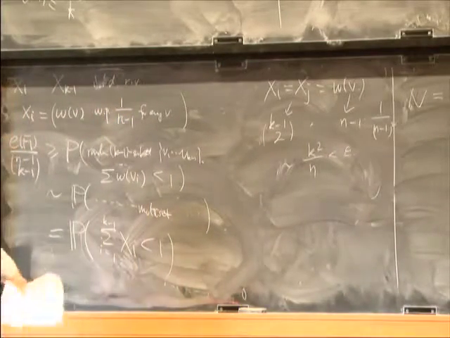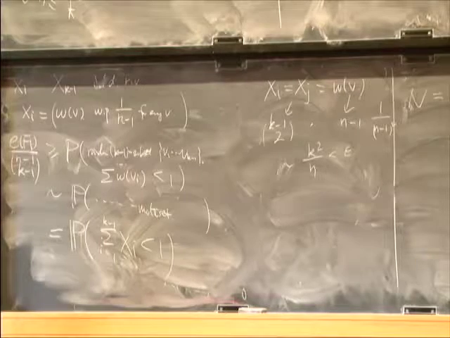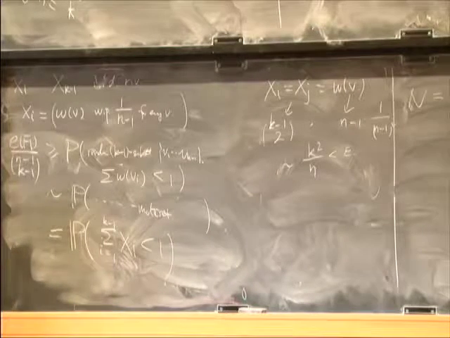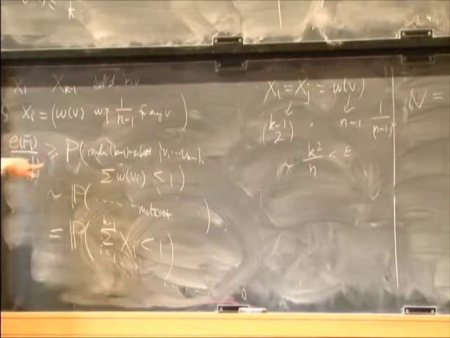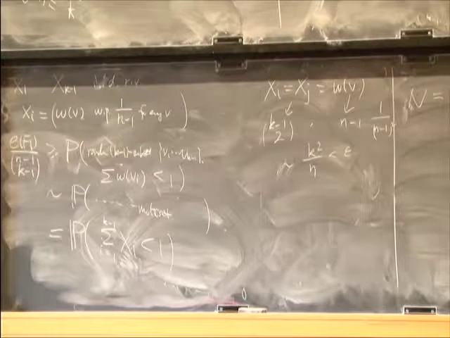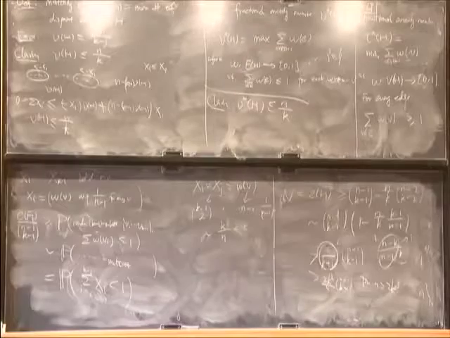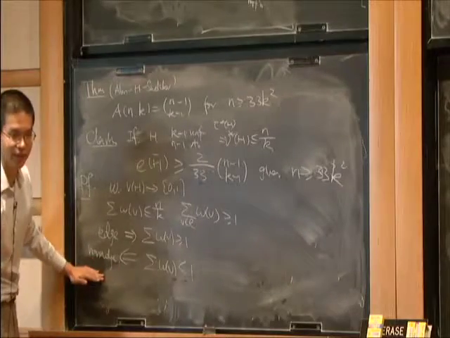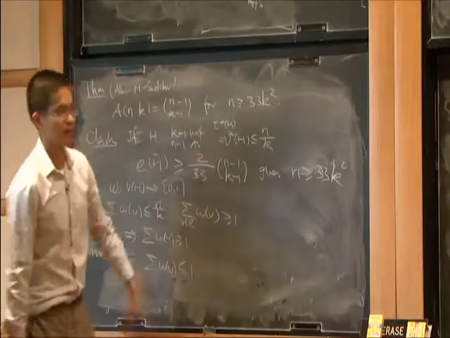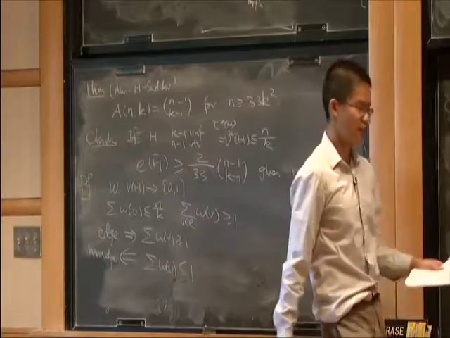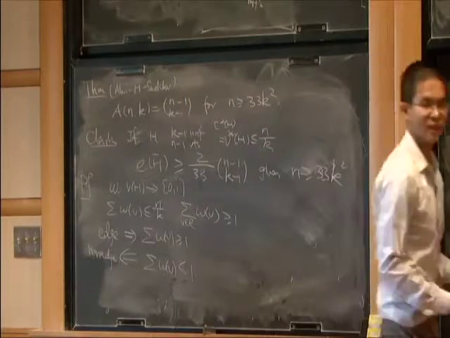Could you explain again the first inequality? The first inequality is, as I said, the non-edge. So for this given weight, if the total weight is smaller than 1, then it's a non-edge. So this is greater than or equal to. I see.